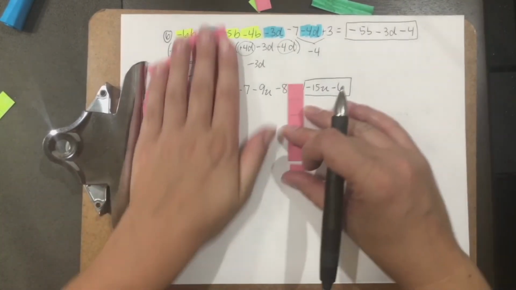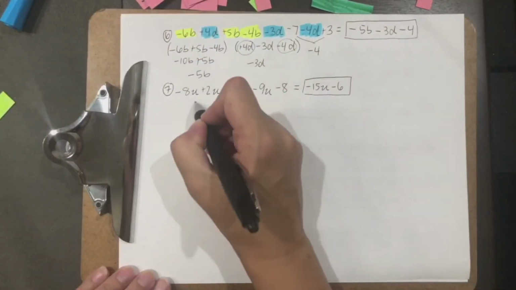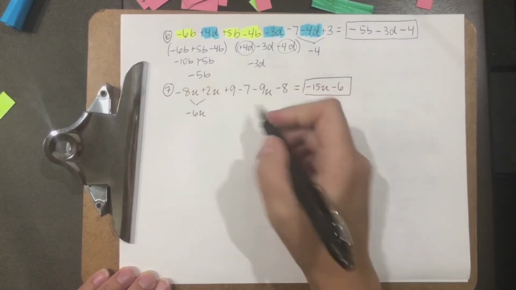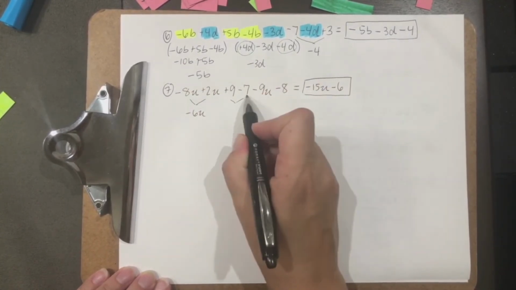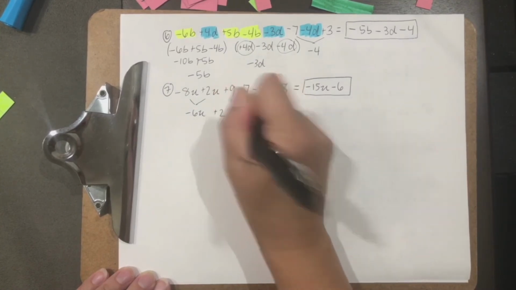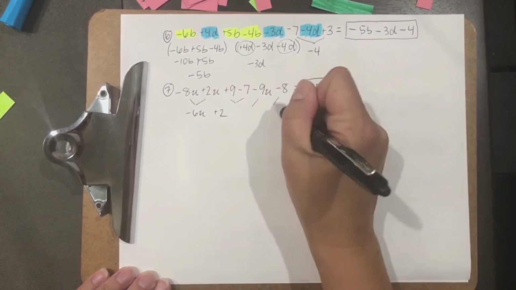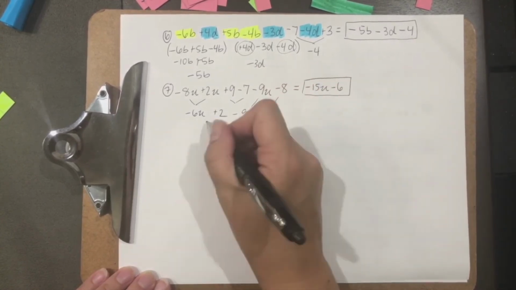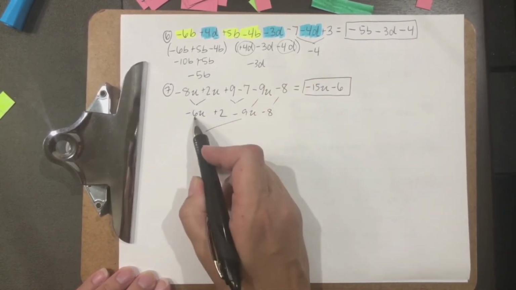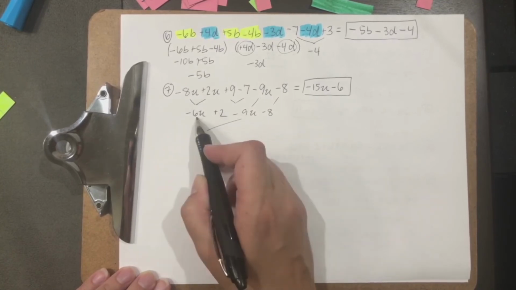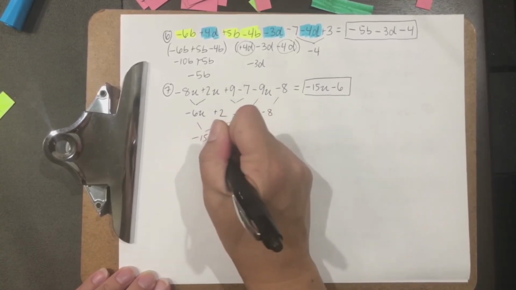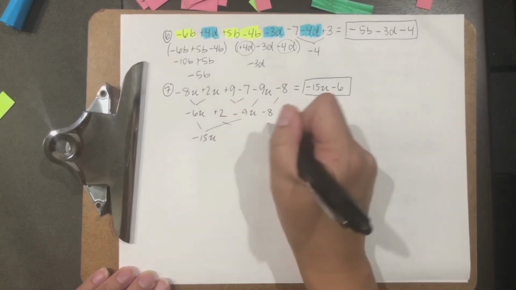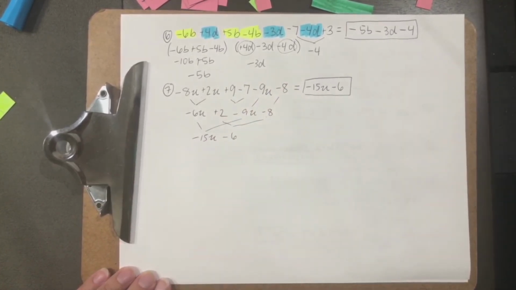All right, let's do that on paper. Negative 8 and positive 2 is negative 6U. Positive 9 and negative 7 is positive 2. And then we'll bring this down, minus 9U minus 8. And then negative 9U and negative 6U is negative 15U's. And then 2 and negative 8 will leave me with negative 6.